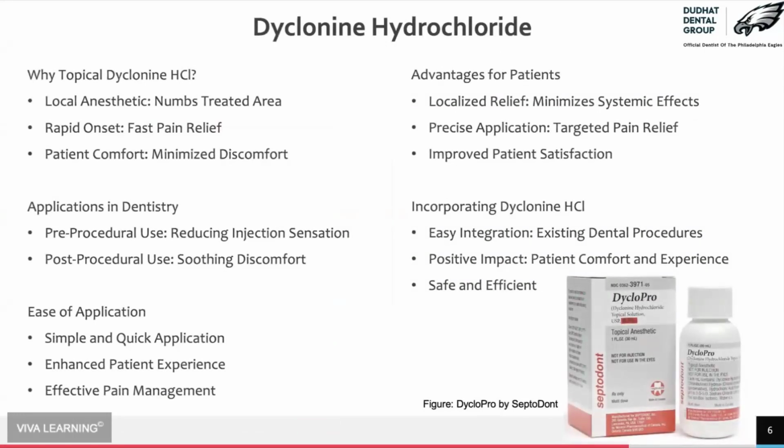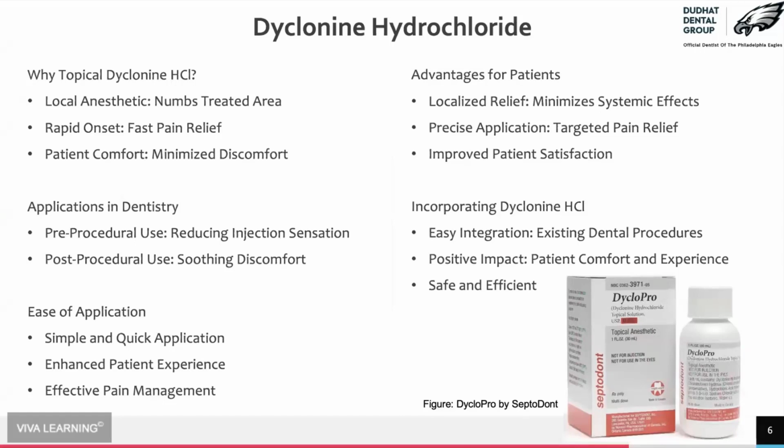So this is dyclonine hydrochloride, which is Diclopro, that I use in my practice, especially in the perio department or my hygiene department. I also use it for my full mouth dentistry. When I need to numb the full mouth, I use Diclopro to numb the patient. They swish about 3 to 5 ml for about 30 seconds to a minute. Okay, that kind of numbs the entire mouth.